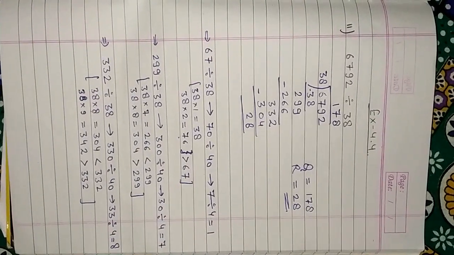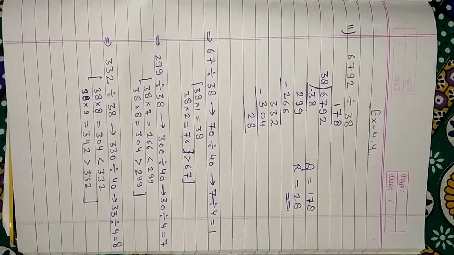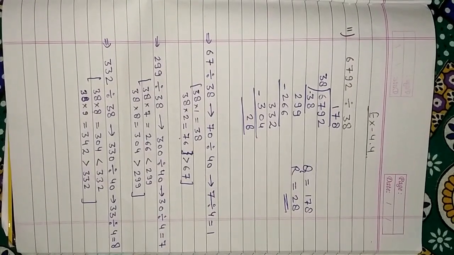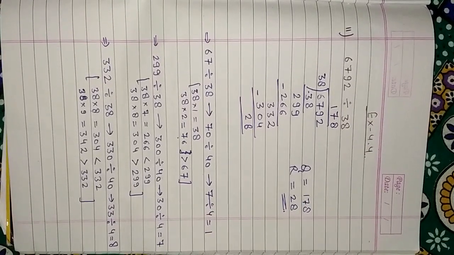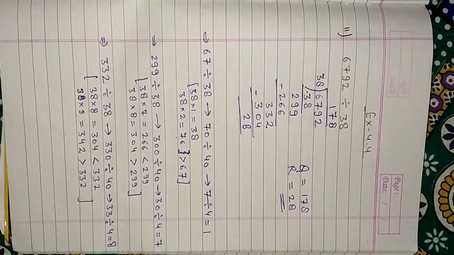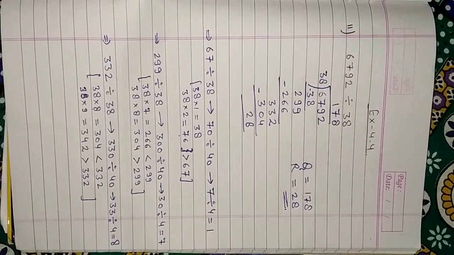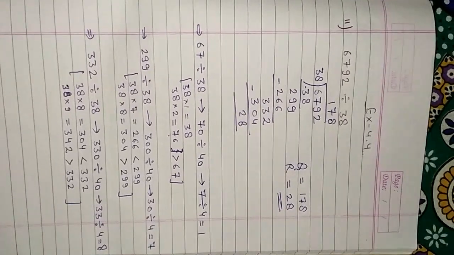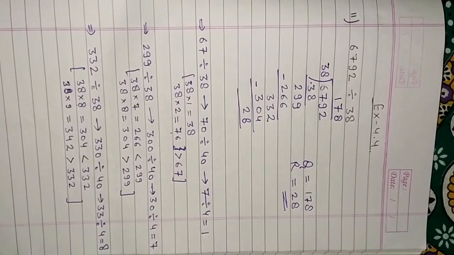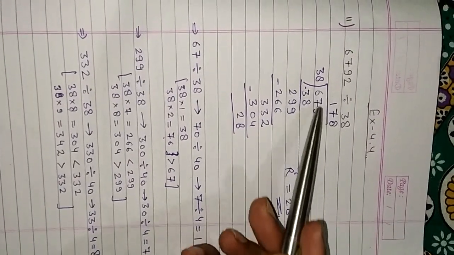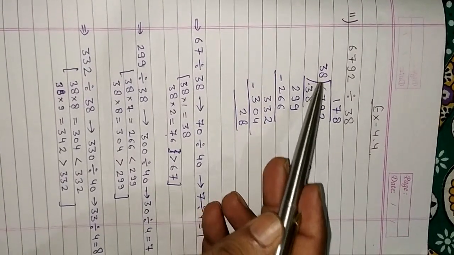Now question number 11. 6792 divided by 38. Here the divisor is 38, a big number, and we don't know the table of 38. So what will we do? First start with 38.